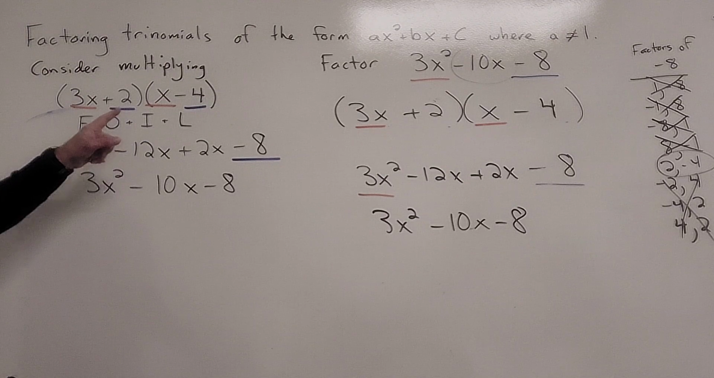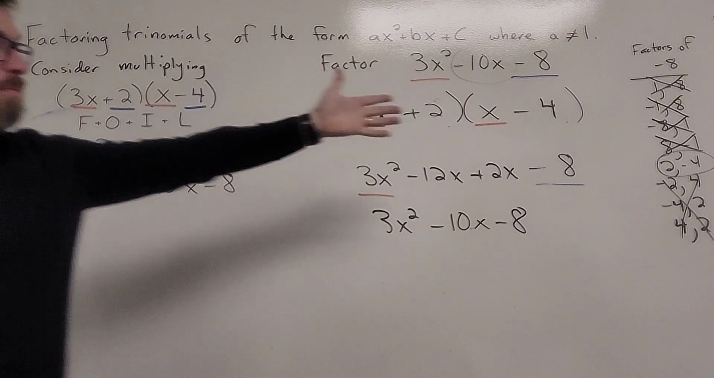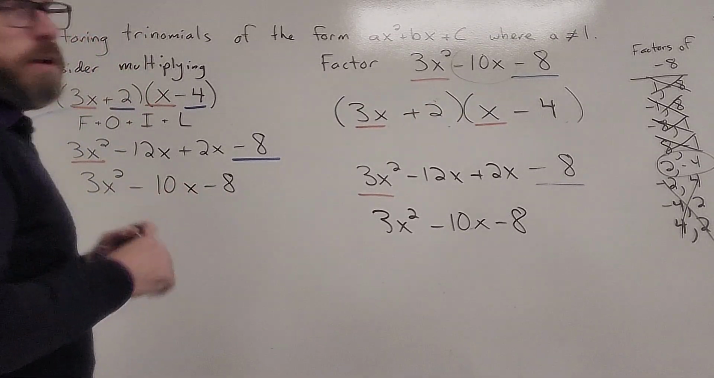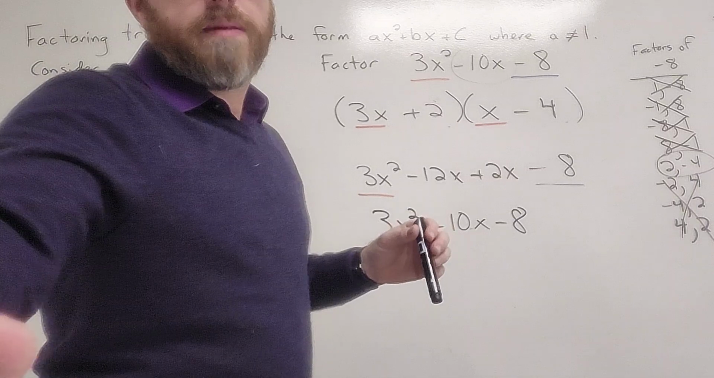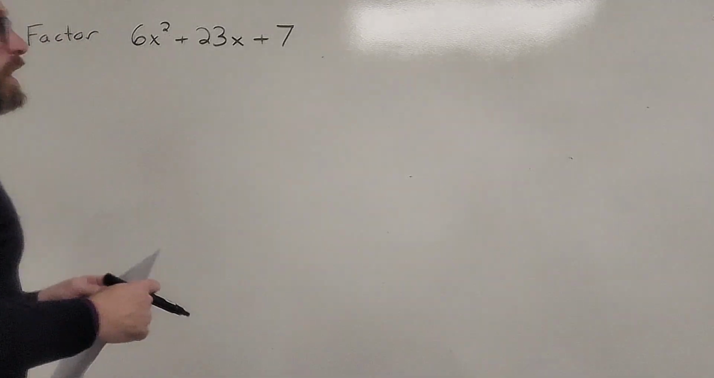Now, we already knew that the answer was going to be this. It's just this is the method that we do to check this. So I'll write up another example on there. We'll do one more, and then try some other methods as well. So I want to factor this 6x squared plus 23x plus 7.